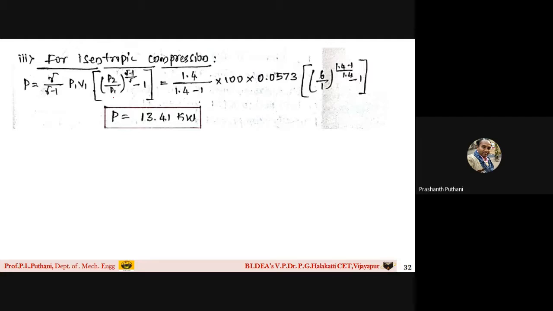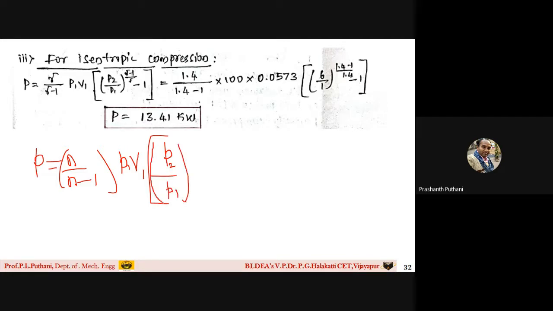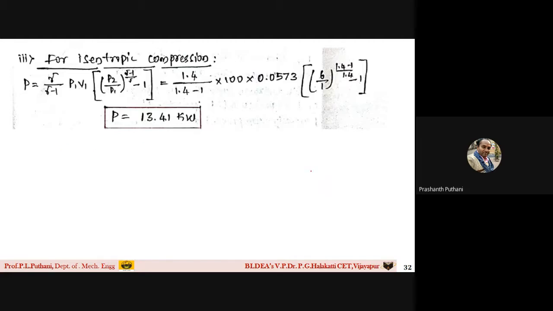So if you observe here, whatever you write in the polytropic work process, that is n by n minus 1 into P1 V1 into the bracket of P2 by P1 raised to the power of n minus 1 by n, the same equation, only one thing changes: replace n by gamma. So you'll get the isentropic work done equation. So its value is how much? 13.41 kilowatt.